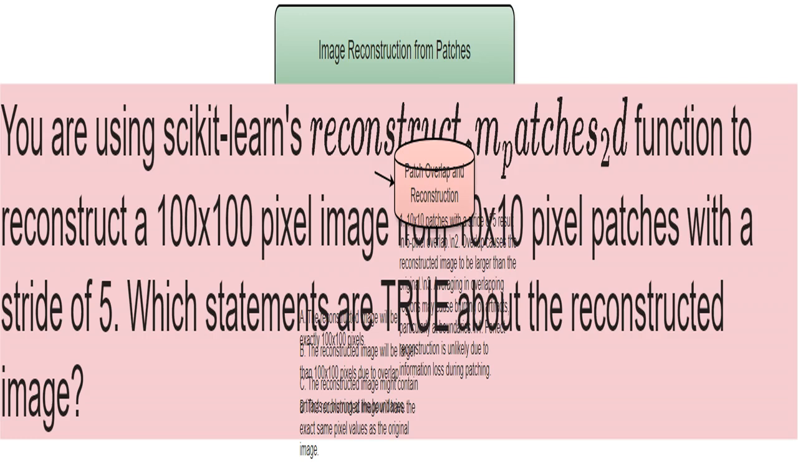I need to evaluate 4 statements about the reconstructed image, considering how the overlap of the 10 by 10 pixel patches, with a 5 pixel stride, will affect its size and quality. Let's analyze these options carefully.